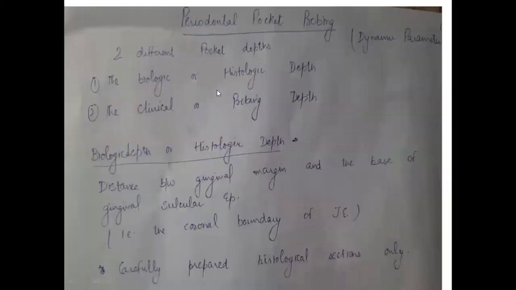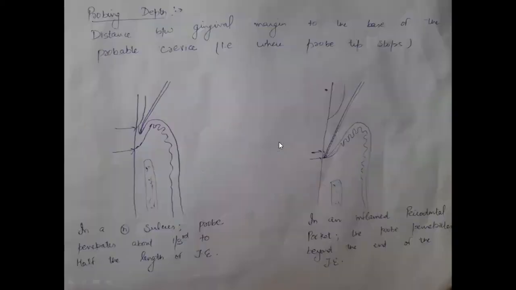Now the other part is the probing depth. What is the probing depth? Probing depth is the distance between gingival margin to the base of the probable crevice, that is where the probe tip stops. Means up to the depth where a probe can penetrate into a pocket is called a probing depth. So it means that in an inflamed periodontal pocket, the probe penetrates beyond the end of the junctional epithelium.